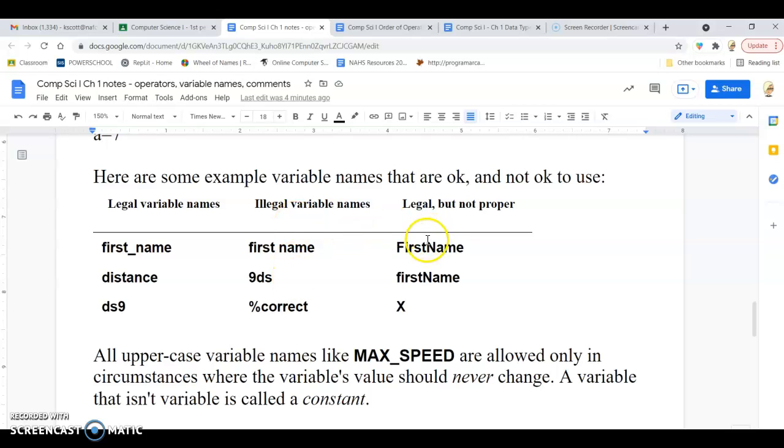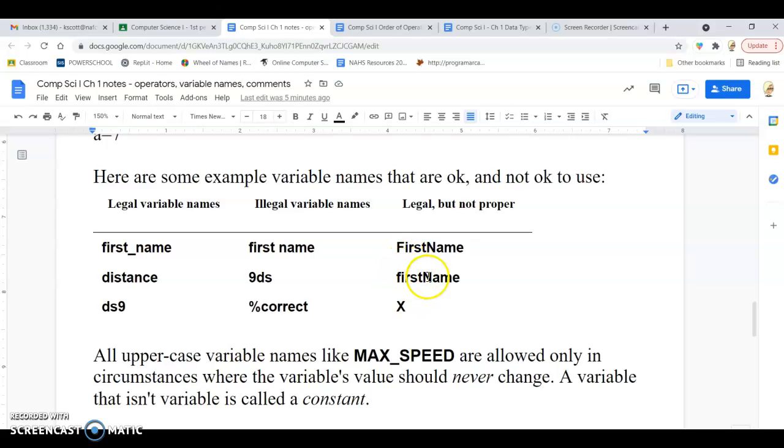Over here, in the column where it says legal but not proper, Python would run those, but they're not proper according to Python custom. So your variable name should never start with an uppercase letter. So first name should look like what you see over here. And the X right here is uppercase, which we don't want either. So we don't do that.